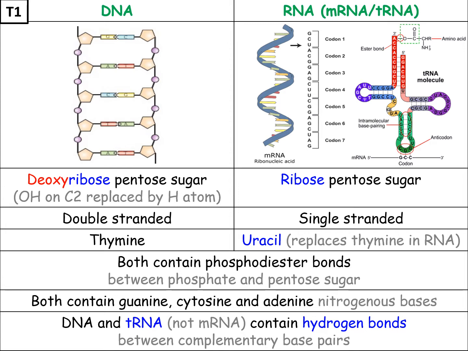And then in DNA and tRNA only, but not in mRNA, there are hydrogen bonds between complementary base pairs. Those hydrogen bonds form between the nitrogenous bases in DNA to link the two strands together, whereas in tRNA you've only got one strand, and in that one strand the bases can form hydrogen bonds with complementary bases with each other, and you can see it's got a strange sort of clover shape. But this doesn't occur in mRNA. So mRNA does not have hydrogen bonds, but it is a similarity between DNA and tRNA.